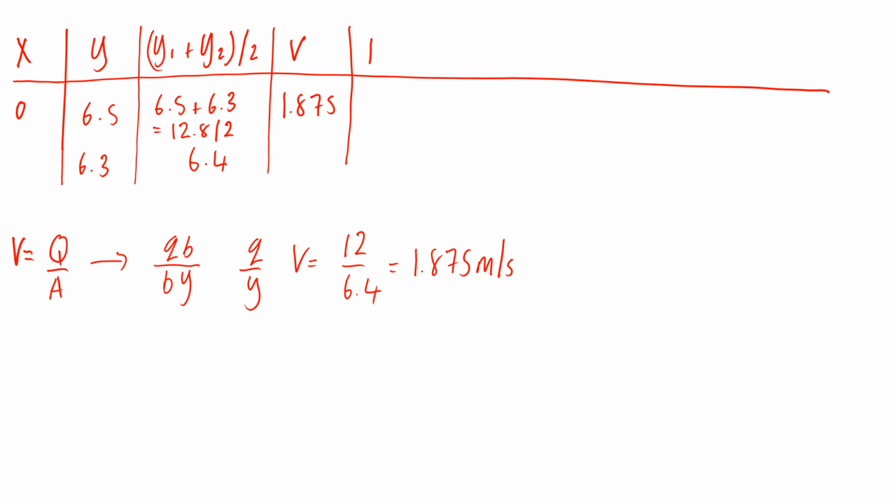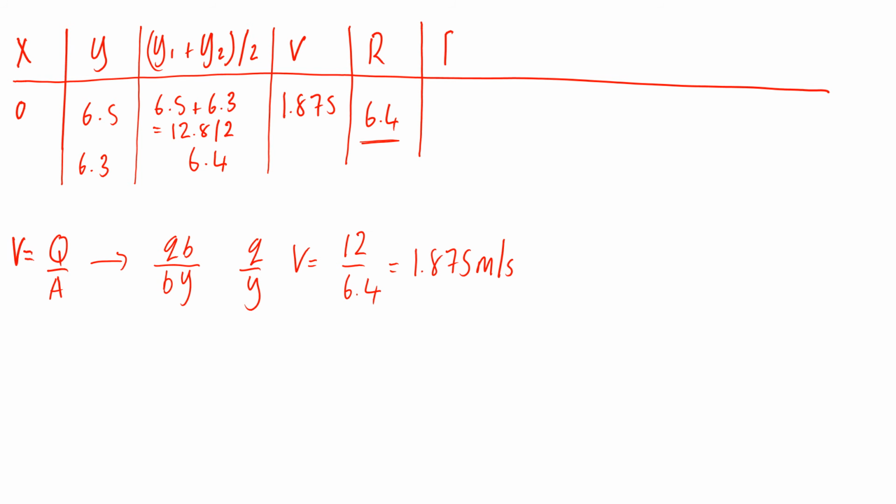Then he has R. Because it's a wide channel, R is equal to y. y is 6.4 because we've taken a mean value of y, so R is equal to 6.4. This is what I was saying: because the question doesn't say a wide channel, it makes it a bit difficult to understand what to do. But it should be a wide channel, and R is equal to y, so R is equal to 6.4.